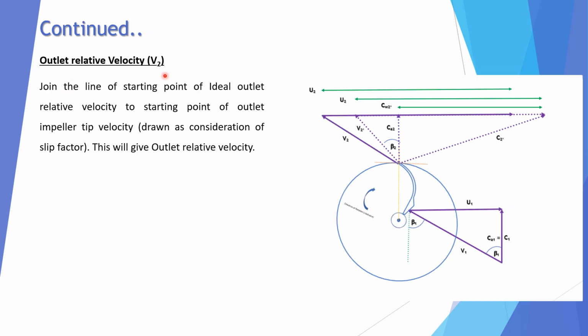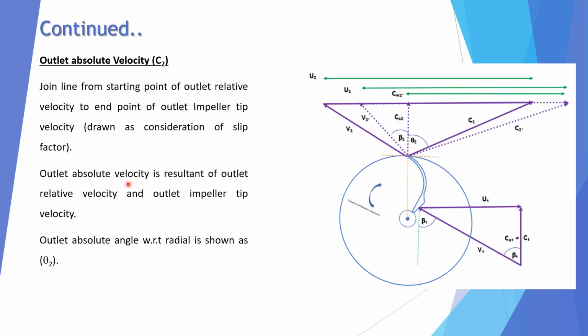Outlet relative velocity V2. Join the line from the starting point of ideal outlet relative velocity, that is this point, to the starting point of impeller tip velocity considering the slip. So you have to join this one. This will give outlet relative velocity V2. Join the line from the starting point of outlet relative velocity to the end point of outlet impeller tip velocity, drawn with consideration of slip factor. So this will give you C2.